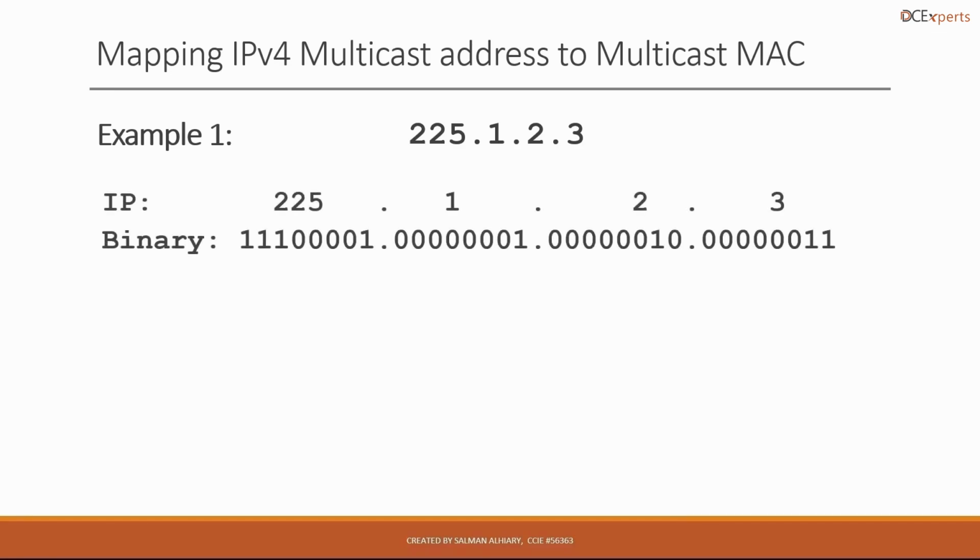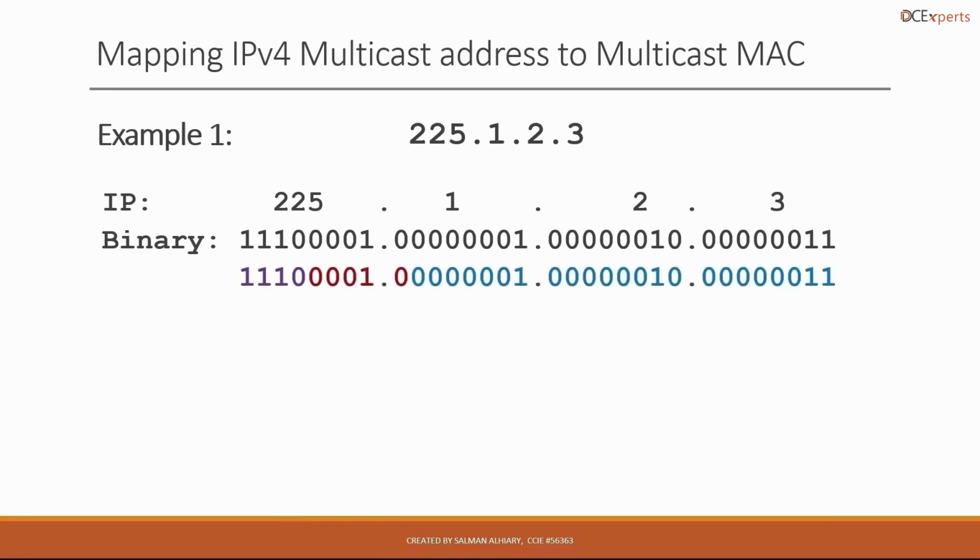Step number 1, convert the IP address to binary. Note that the first 4 bits are always 1110 for any given multicast address. Then step number 2, replace the first 4 bits of the IP address with the 6 hexadecimal digits 01005E. So we bring this 1110 in binary, replace it in the MAC address to be 01005E.